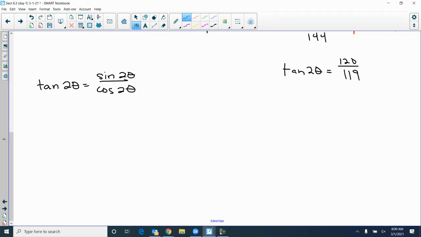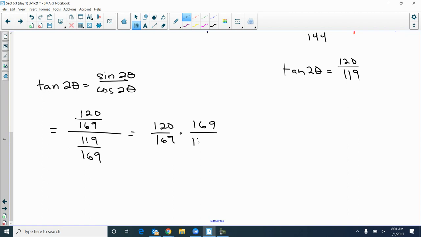Well, we already figured out the sine of 2 theta. All right. Gavin, what was our answer for the sine of 2 theta? 120 over 169. Okay, it was 120 over 169. Hey, Wendy, what was our answer for cosine of 2 theta? So 119 over 169. So that is going to be 120 over 169 times, flip, make it 169 over 119. Cancel those 169s, and we get 120 over 119. Same thing. I don't care which way you do it.